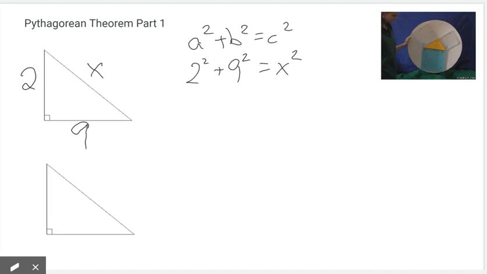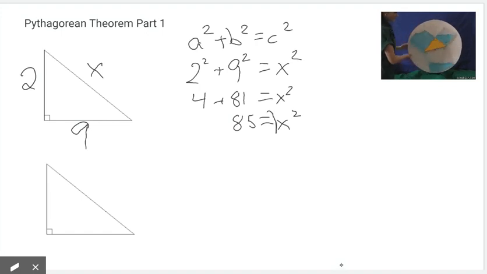Now, always, always, always write down a formula you're about to use. If you're going to use a formula, write it down first. I still do it to this day. So this is 4 plus 81 equals x squared. 85 equals x squared. Then you take the square root of both sides, and so x equals root 85. You can punch that into a calculator and get the answer if you want to, but right now I'm perfectly happy leaving it as root 85. I'm not even going to try to simplify it.